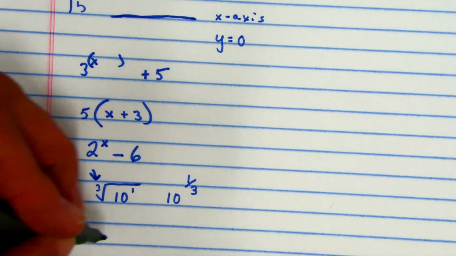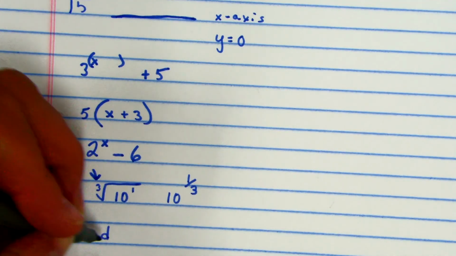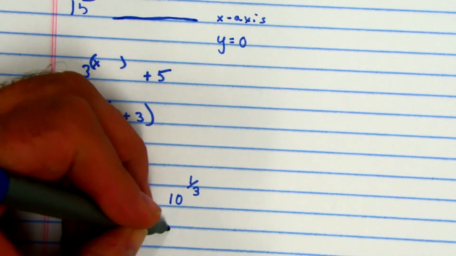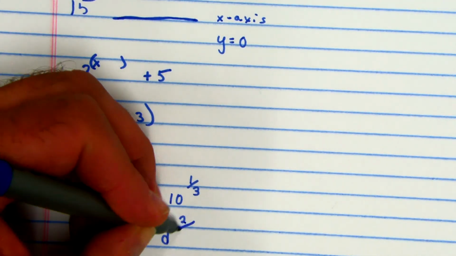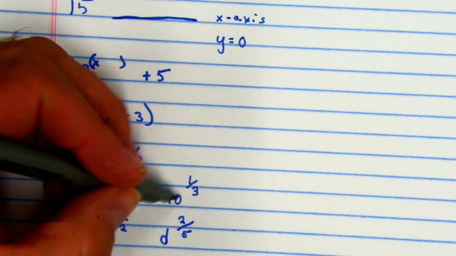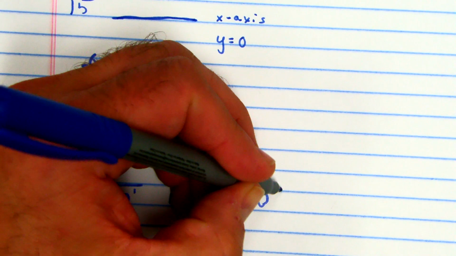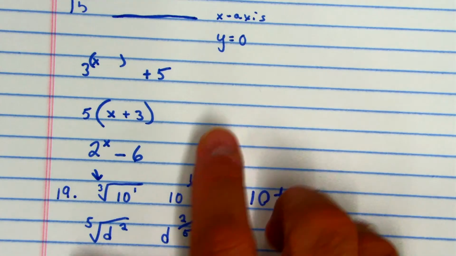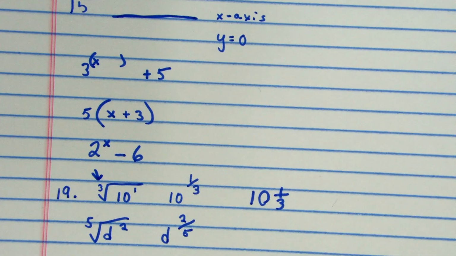So let's just make one up here. If it would have been the 5th root of d squared, you would write it d to the 2/5. Okay. Many of you missed this because you didn't write it as an exponent. You wrote it as this. That's 10 third. So unfortunately, that would not be correct. It has to be 10 to the 1/3 as an exponent.